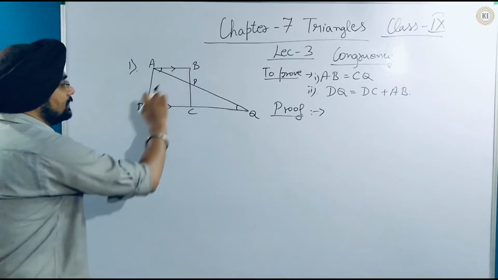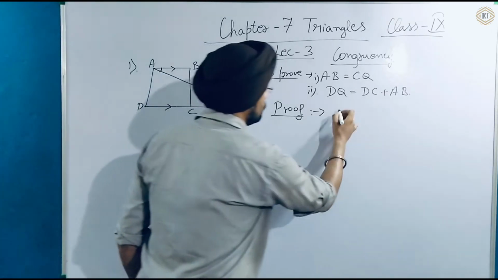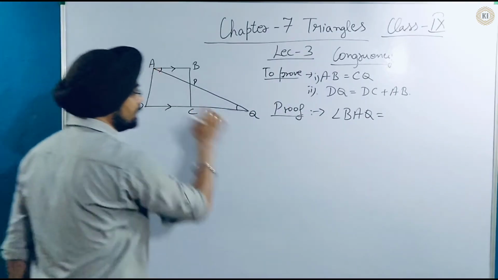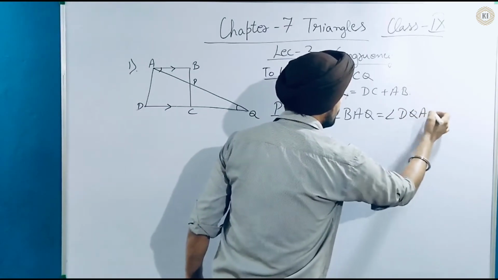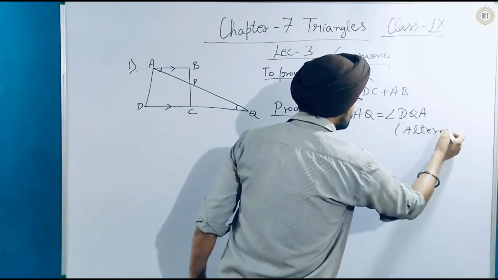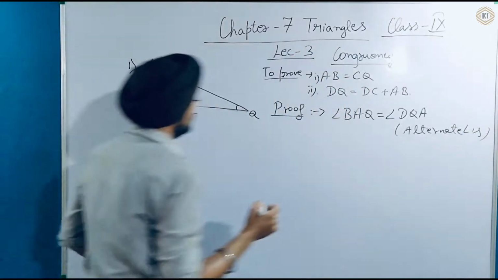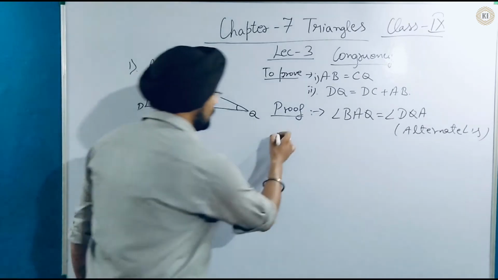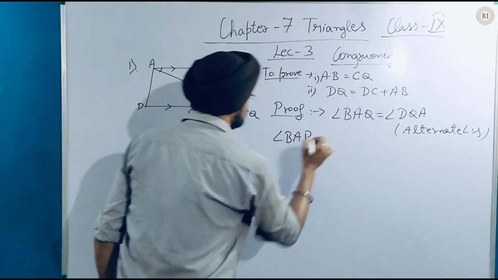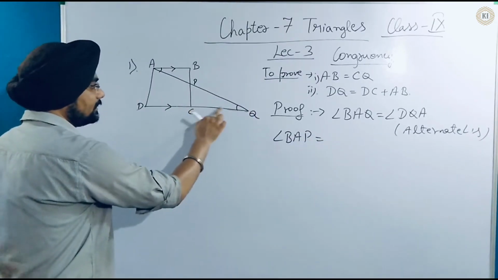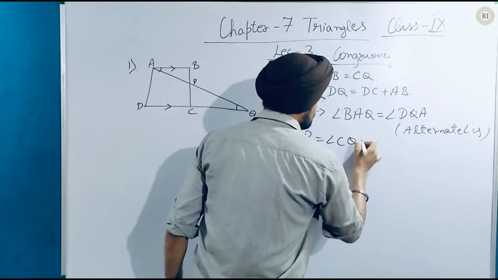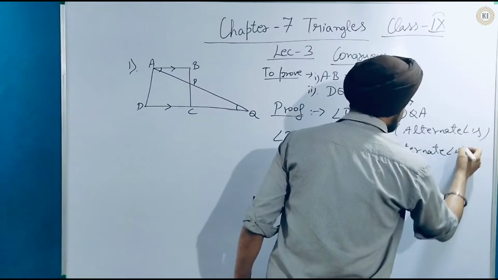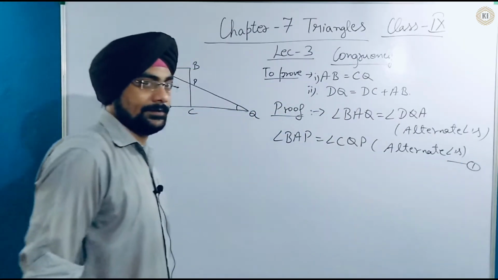Just see, angle BAQ is equal to angle DQA. Reason you will write here, that is alternate angles. So this angle BAQ is equal to BAP. We can write this also. So angle BAP is equal to angle CQP. Reason will be same reason, that is alternate angles. This you can give as equation number 1.